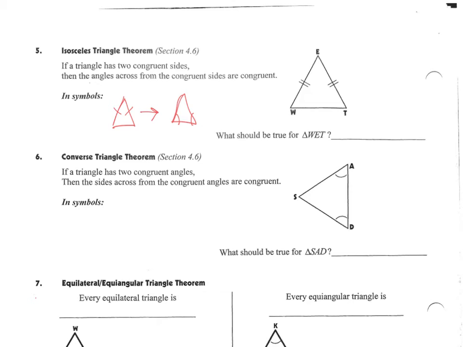So what would that mean for triangle WET over here? That would mean that angle W would have to be congruent to angle T.